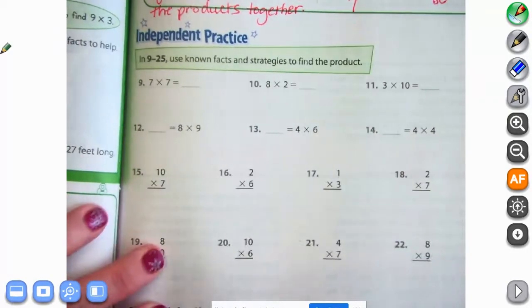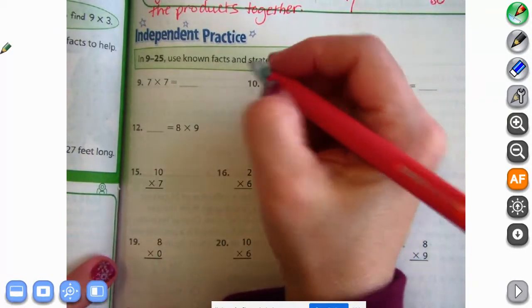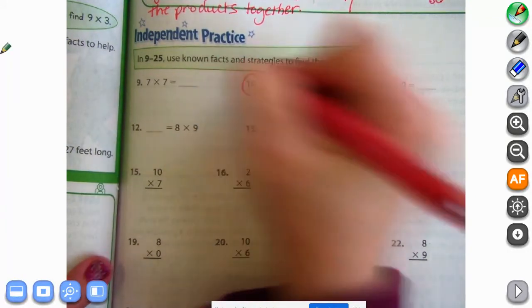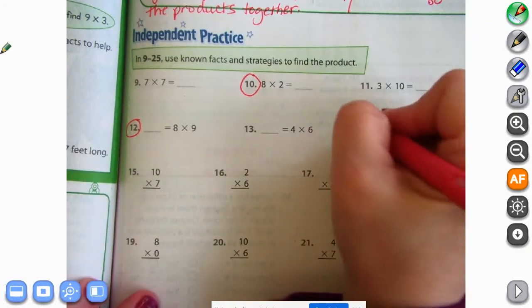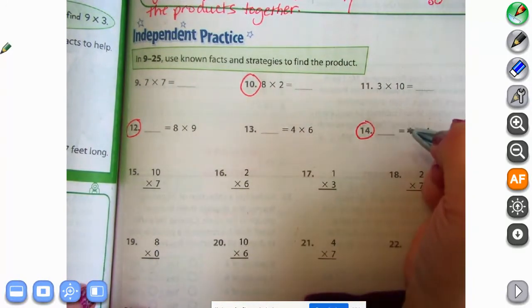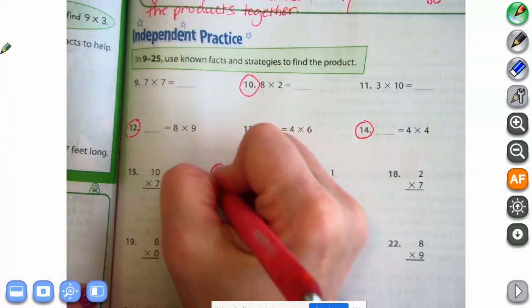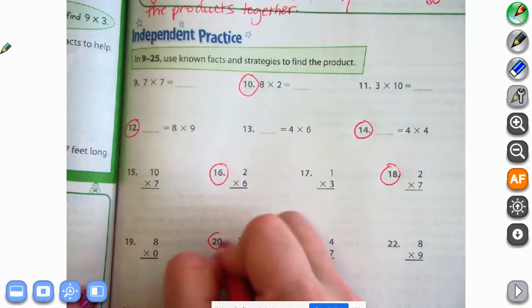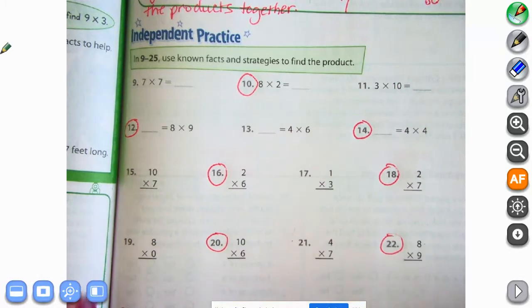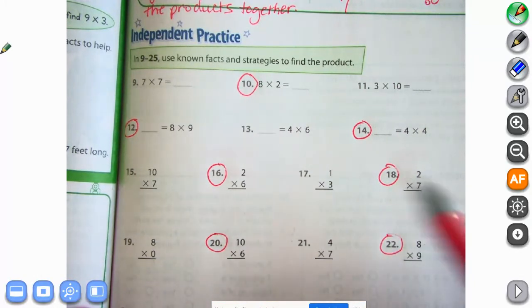And then what I want you to do now is to go down here, and I want you to circle only the ones I tell you to circle. I want you to circle 10, 12, 14, 16, 18, 20, and 22. We're skip counting. We're doing only the evens. Okay?